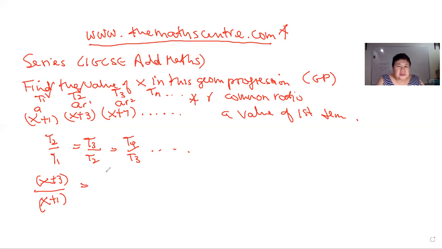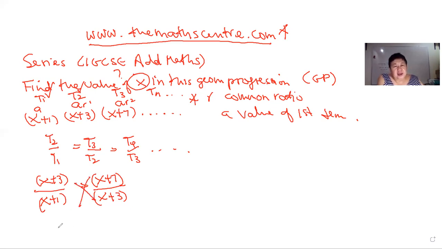It's the same as the third term, which is denoted by the value x plus 7, over the second value, which is denoted as x plus 3. Okay, now if you look at this, you have an equation all in one unknown, the value of x, which we are supposed to find. So there you go. From here, it's an algebraic equation which you have to solve, and hence you must know your algebra pretty well, okay?